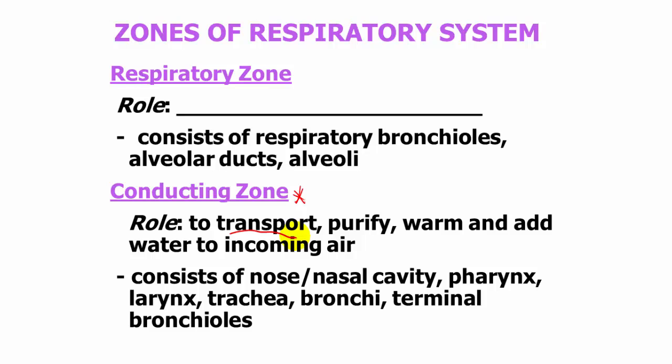It is not gas exchange. It's the structures in the respiratory zone that have the role of gas exchange. So this is where the gases diffuse. And these consist of the respiratory bronchioles, alveolar ducts, and alveoli. And by the word bronchiole, if you see I-O-L-E at the end of the word, that means tiny bronchi.